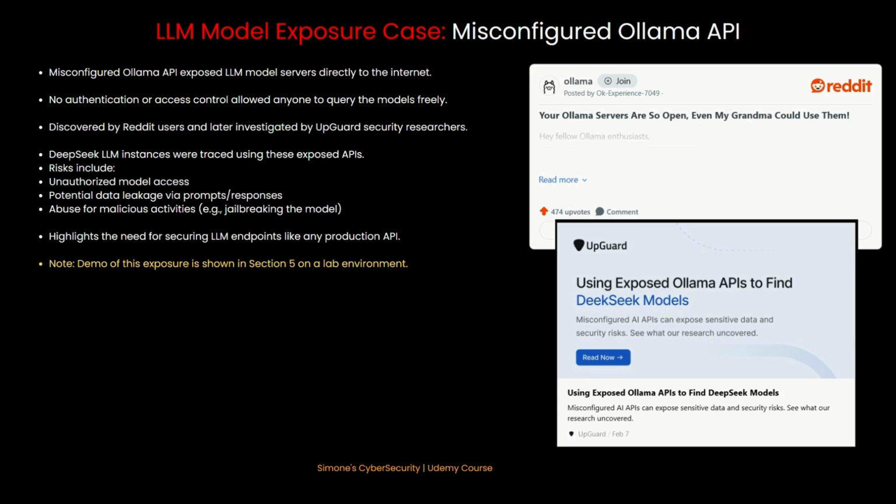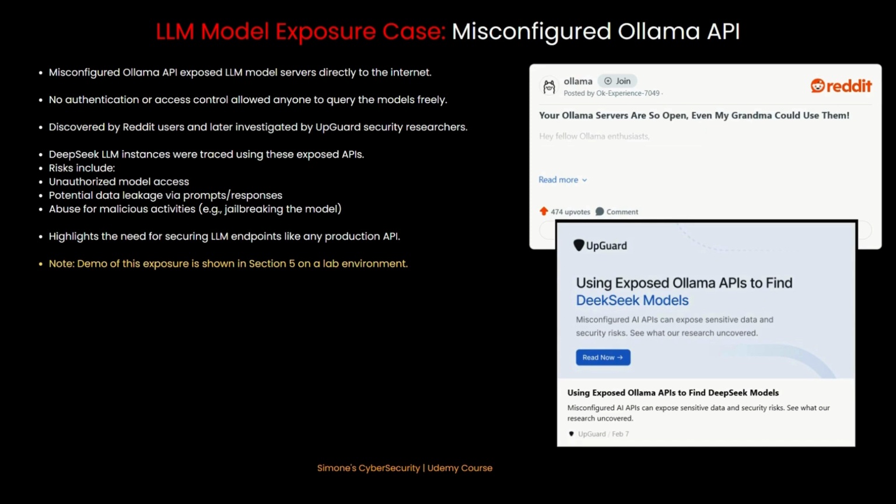Many organizations that were using Ollama had deployed large language model servers with open, unauthenticated access. That means anyone on the internet could send requests directly to these servers, query the models, and receive outputs with no API keys, rate limits, or access controls in place. In security terms, this is a public-facing inference endpoint with zero defenses. It wasn't just a theoretical risk. Real examples emerged of DeepSeek model instances being traced and accessed through this misconfigured Ollama API.